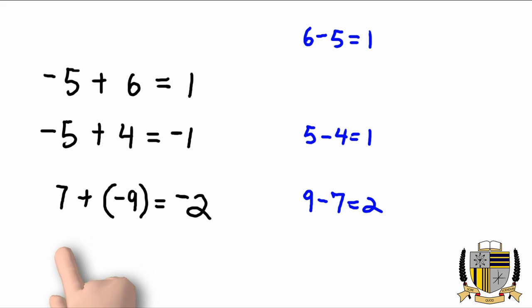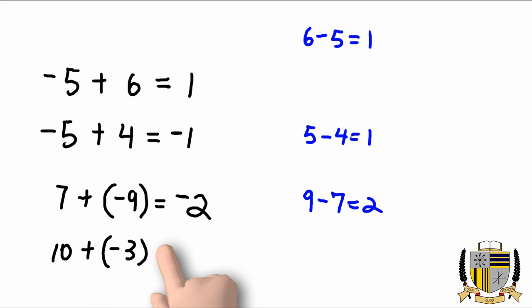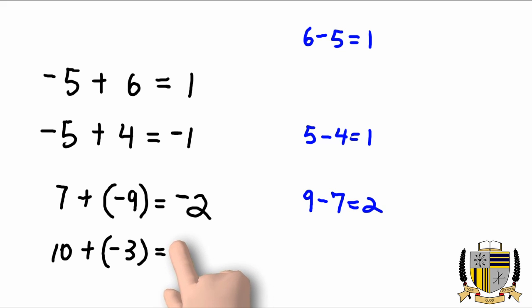Here's another example. We have a 10 plus a negative 3. Just by looking at this, I know the 10 holds weight, so to speak. The 10 is bigger than 3. So I know that 10 is going to be the one to determine the answer's sign. And the 10 is positive, so I know it's positive here.